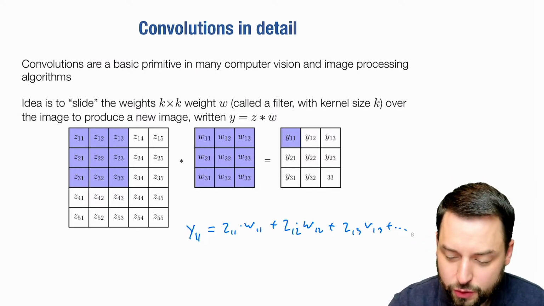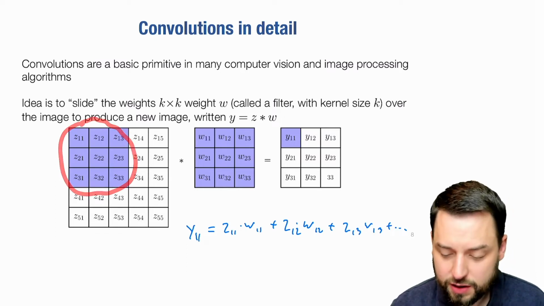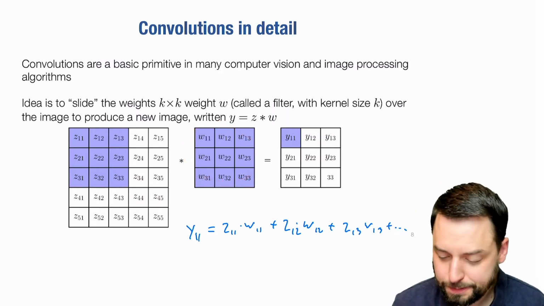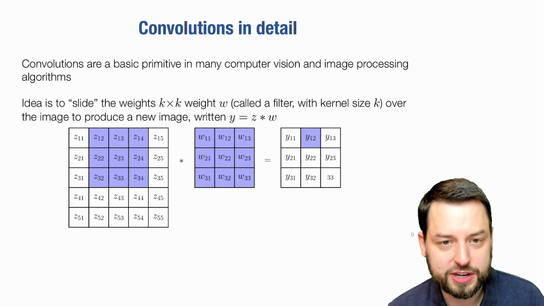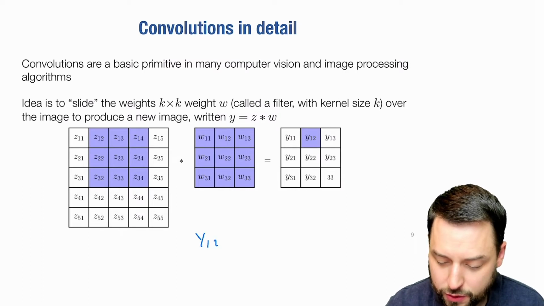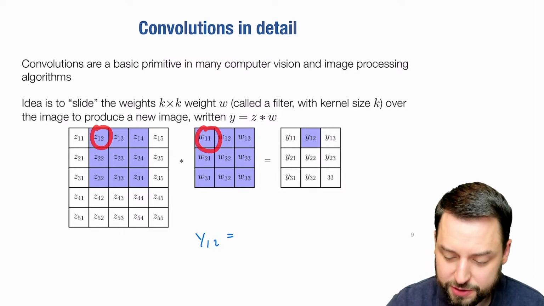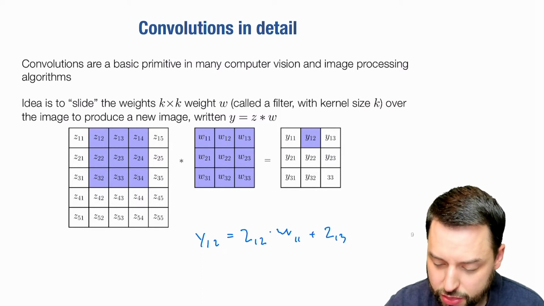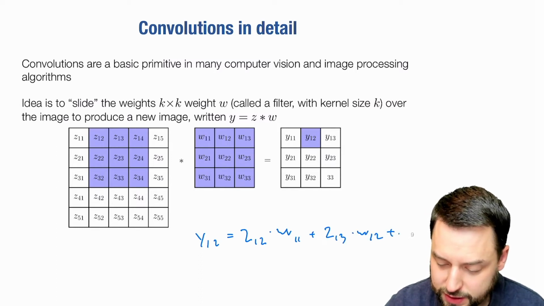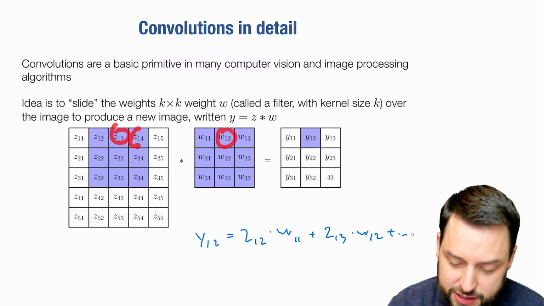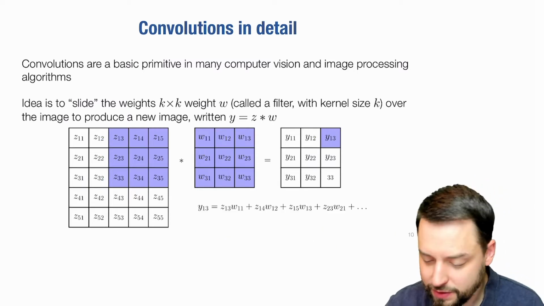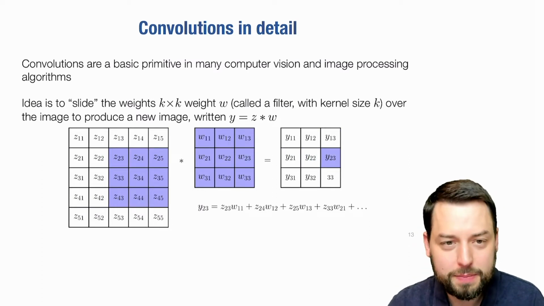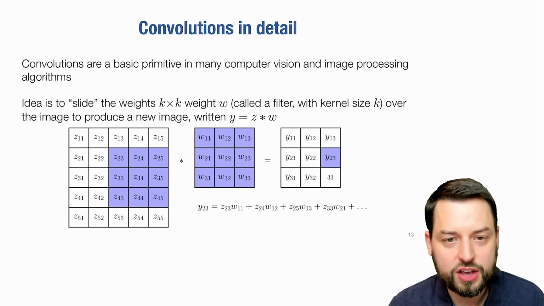What it really is, of course, is just the inner product of this set of inputs treated as a vector, and the set of weights, also treated as a vector locally here. Next we just slide it across to the next location in the image. So now y12 equals z12 times w11 plus z13 times w12 plus et cetera. This location times this location plus this location times this location, and then we just keep doing this. I have it written out here. Next we slide our filter across the next location, then the next location, etc. And that's the formal definition of the convolutional operator.